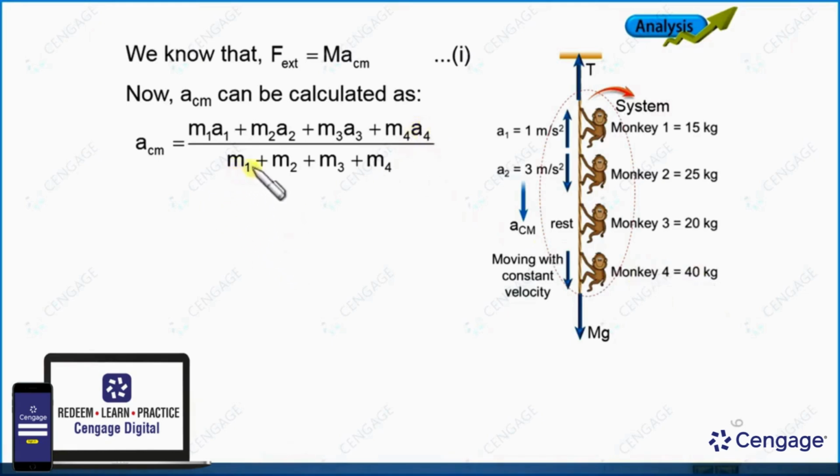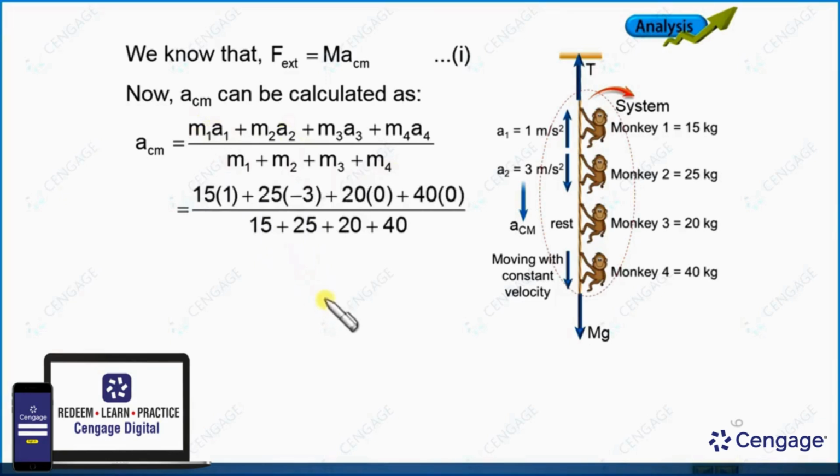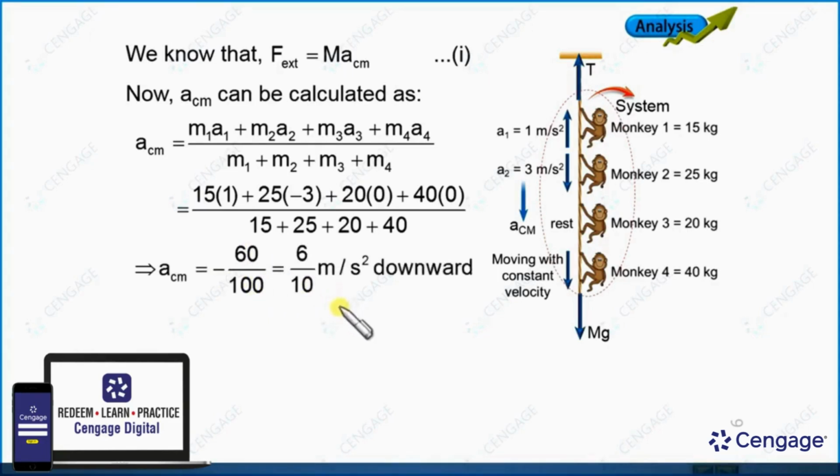So let us add the masses and substitute the values of the accelerations like this. If we solve this, this will be 0, this is 15, this is negative 75, and the total mass is 15 plus 25, 40, 40 more is 80, and 100. So this is the final expression. The 0 and 0 will cancel, so this is 6 by 10, or 3 divided by 5 we can write, but in the downward direction.